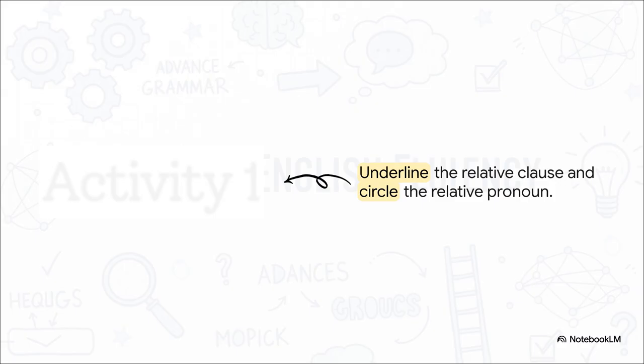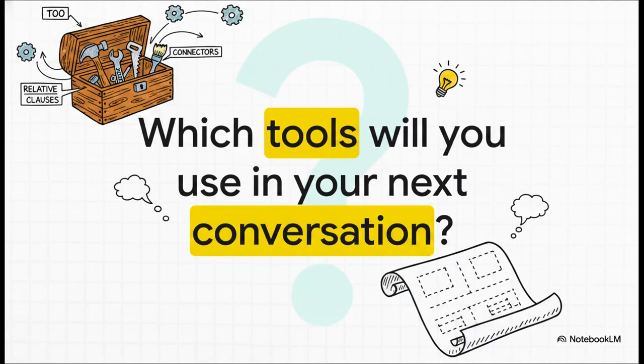Underline the relative clause and circle the relative pronoun. In that first sentence, the car that I bought is new. The word that is our relative pronoun, pointing right back to the car. And because there are no commas in sight, we instantly know it's a defining clause. That's essential information. In the second sentence, the teacher, who is very kind, helped me. Who is circled because it refers directly to a person. And notice those commas. That visually signals to us that who is very kind is just some extra, non-defining paint splashed onto the sentence.